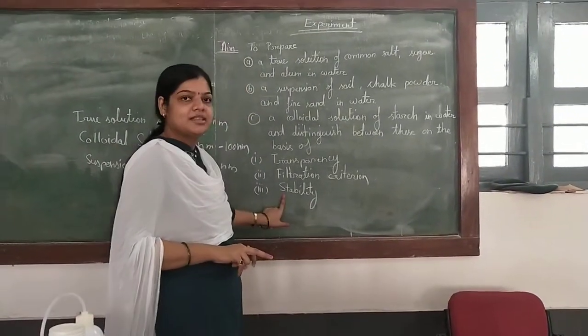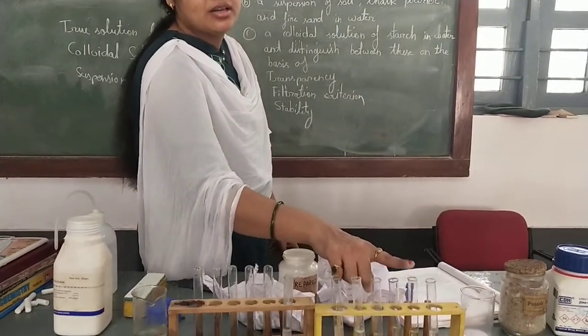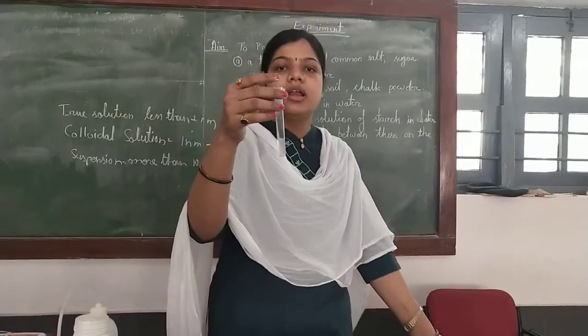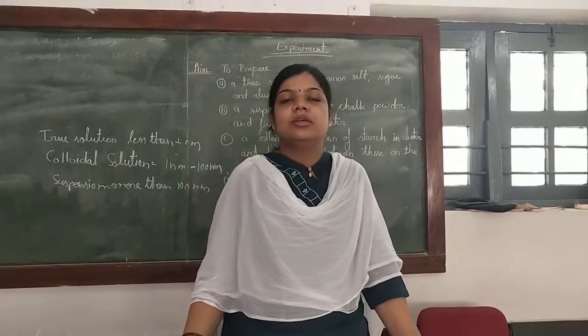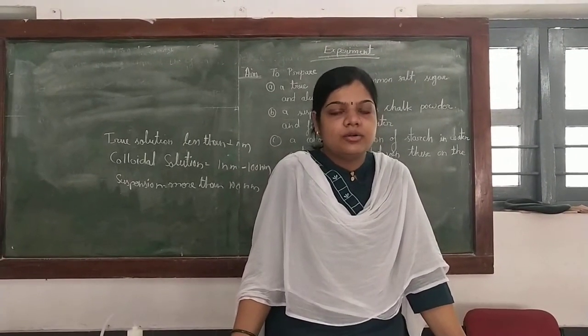And the third is stability. The true solution is stable in nature, a suspension is not stable in nature, whereas the colloidal solution is also stable in nature. So there are a few criteria on the basis of which we can differentiate the true solution, suspension and colloidal solution.